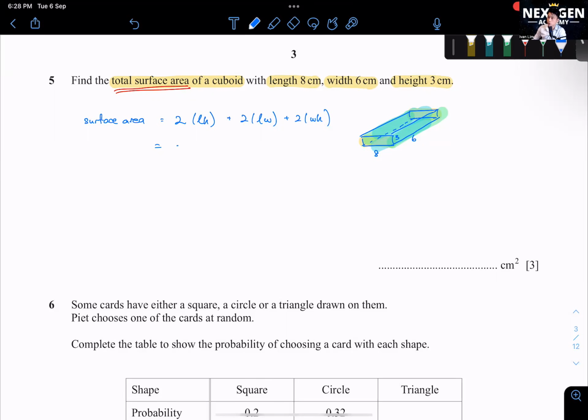According to my working, length times height, this one here 6 times 3 plus 2 times 6 times 8 plus 2 times 8 times 3. Just type this in your calculator, you'll get 180. 180 cm squared. All right, the working 2 marks, the final answer 1 mark.